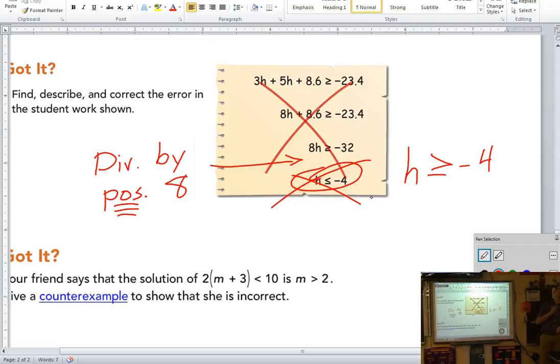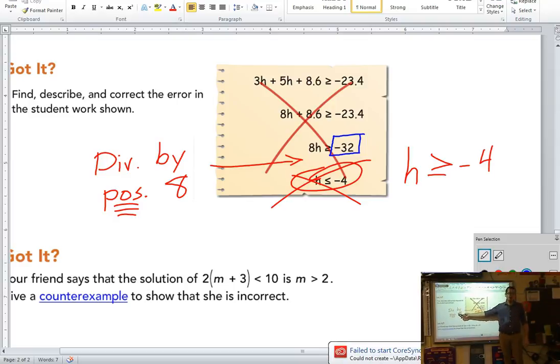Now, here's probably what they thought and the mistake that I've seen before. We had a negative value over here. So they probably thought, oh, I'm using a negative. I need to flip. No. It's what are you dividing by? And that was a positive. Any questions on this? Why we don't turn our sign? Good.